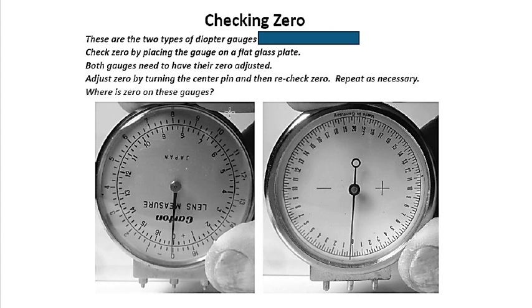So, zeroing the diopter gauge. These are the two types of diopter gauges that we have here in our lab. You're going to check zero by placing the gauge on a flat glass plate, just like we did with the spherometer, and both gauges need to have their zero adjusted. Here is our zero, and the second type is right here, your zero is right there.